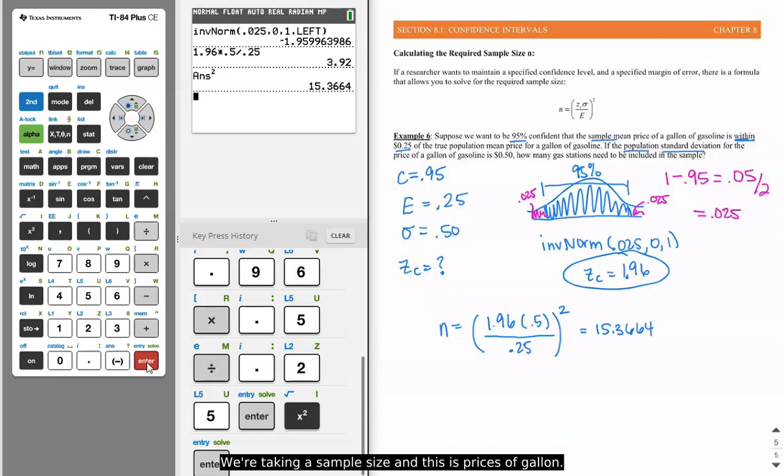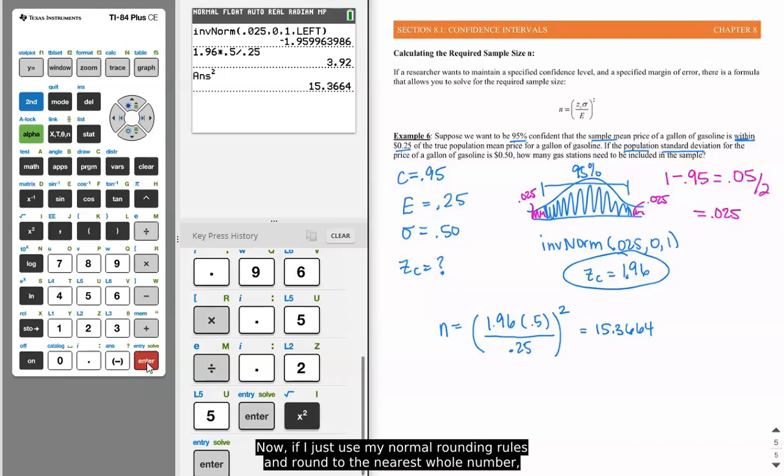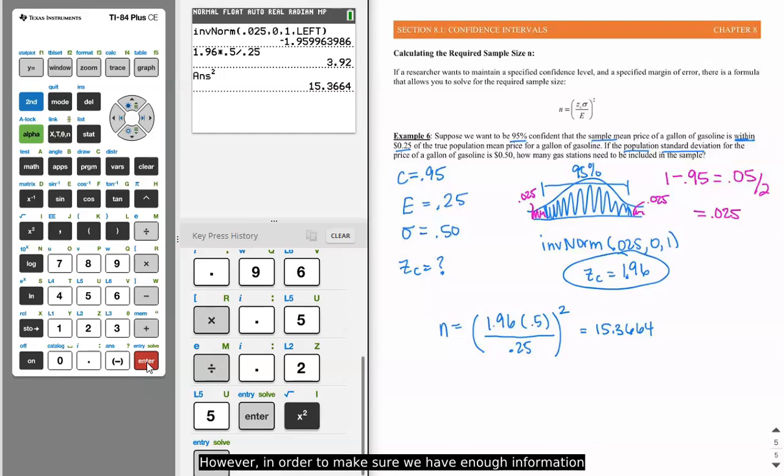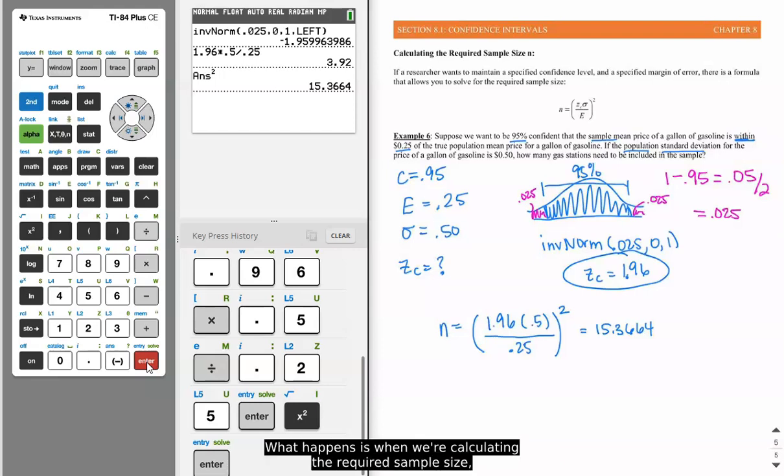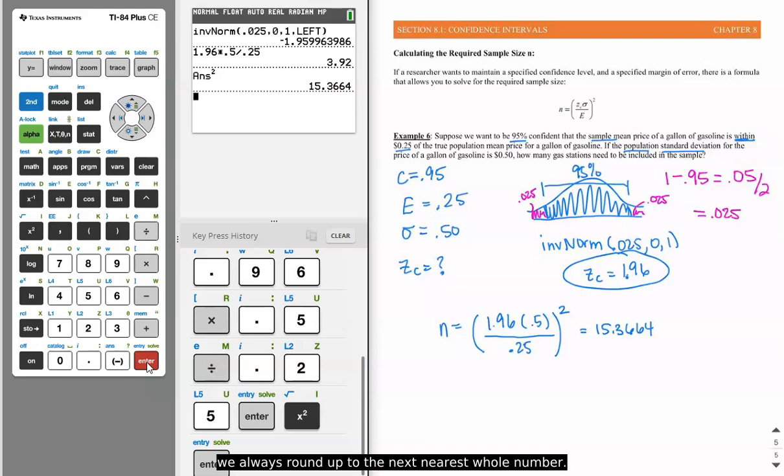So we're taking a sample size, and this is prices of gallons. So we're talking about how many gas stations need to be included in this sample. We can't have 15.3664 of a gas station. Now, if I just use my normal rounding rules and round to the nearest whole number, we would say 15. However, in order to make sure we have enough information from the sample, from what we're sampling from the population, we need to make sure we have at least that 0.3664. So when we're calculating the required sample size, we always round up to the next nearest whole number. Doesn't matter what the decimal is, always round up.